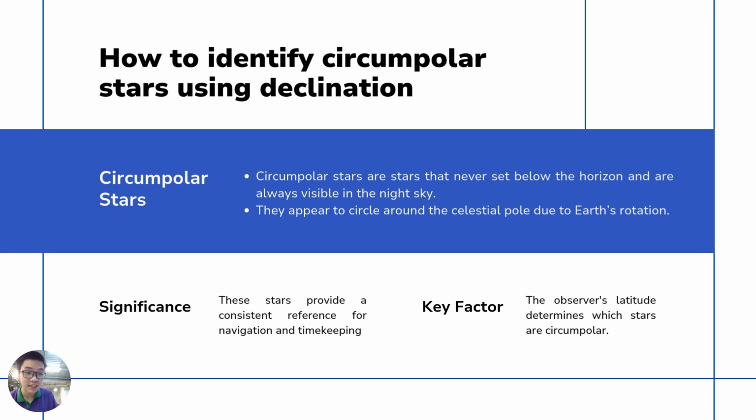Next, we're going to use the declination to identify circumpolar stars. A circumpolar star is a star that is visible all night. They appear to circle around the celestial pole due to Earth's rotation. The significance of circumpolar stars is that they provide a constant reference for navigation and timekeeping. And the key to identifying them is the observer's latitude.